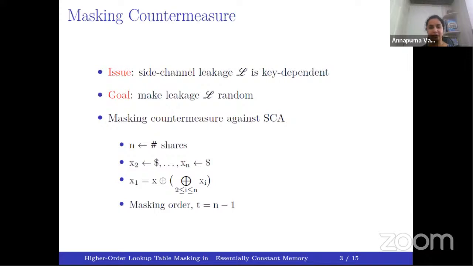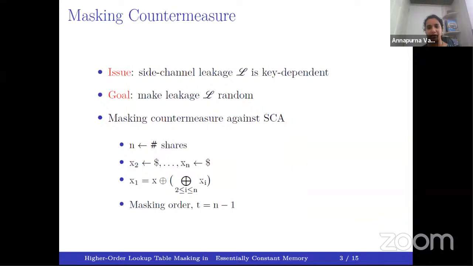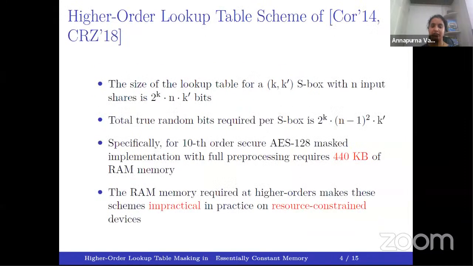For the past 4 days, terms like side channel attack and masking have been very familiar to everyone. I'll start directly with our problem statement. The goal of our work is to optimize the memory required for a higher order lookup table scheme.